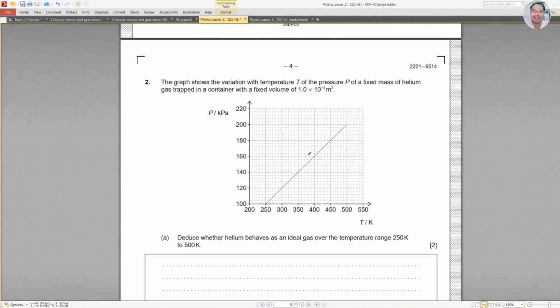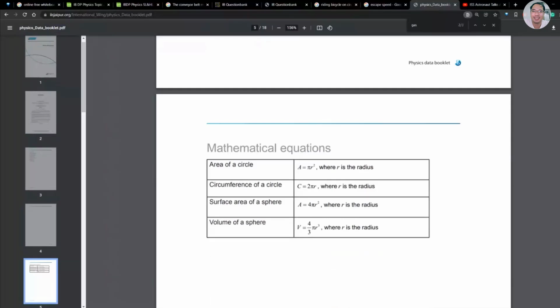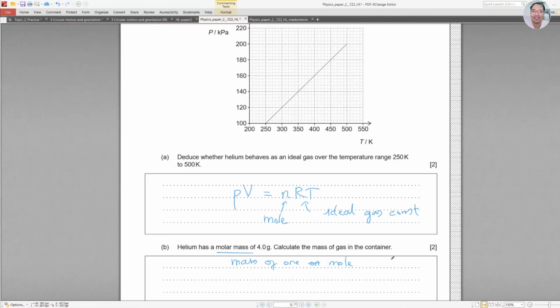What do we have? We have the volume, V, and we have a graph. What does the graph tell us? Temperature. What is the equation for an ideal gas? PV equals nRT. Here n is the mole number, and R is the ideal gas constant, 8.31.